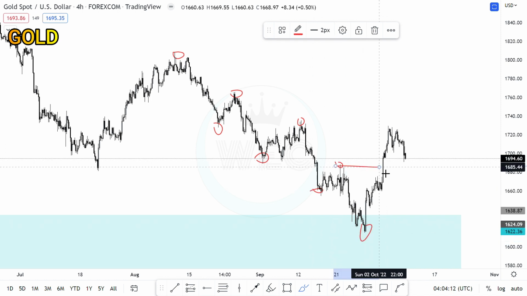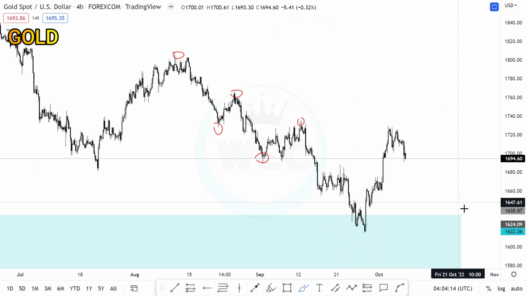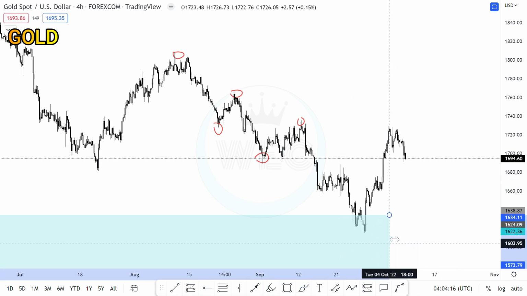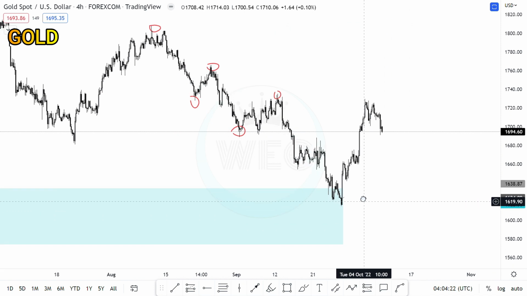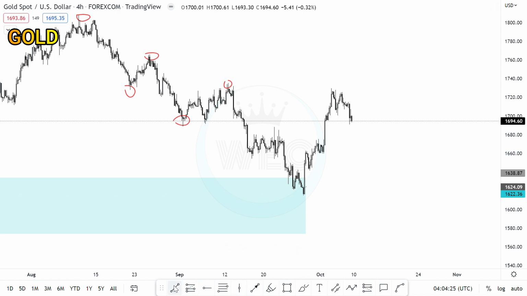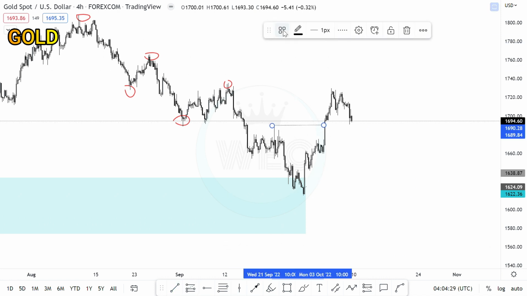And then we broke structure to the upside. Okay, so H4, we are bullish. However, the weekly and the daily are bearish, right? So we are bullish on the H4. So let me quickly indicate this as an H4 break of structure to the upside.